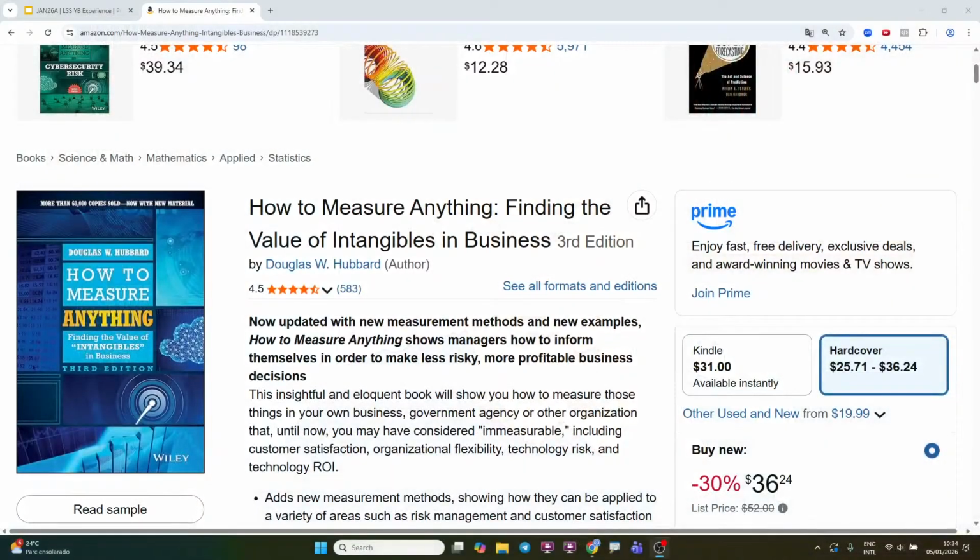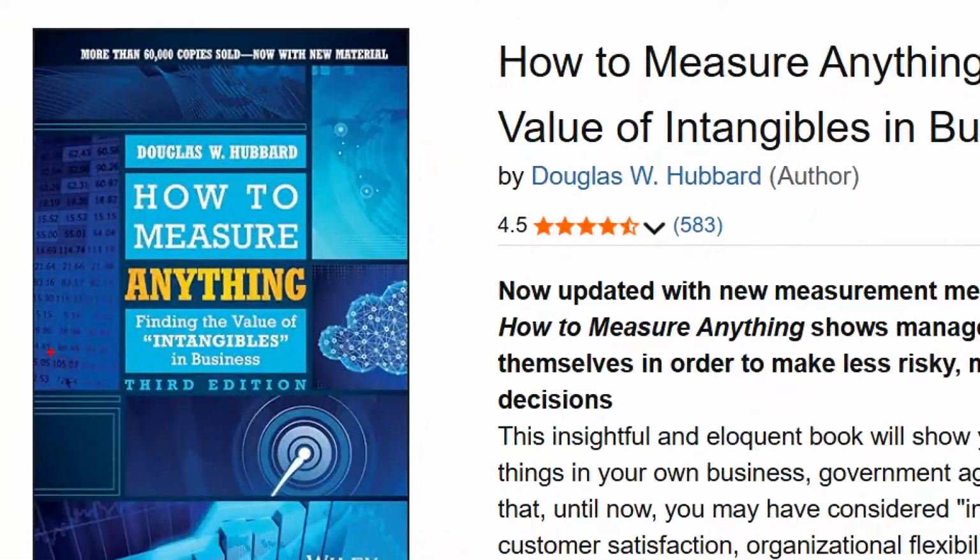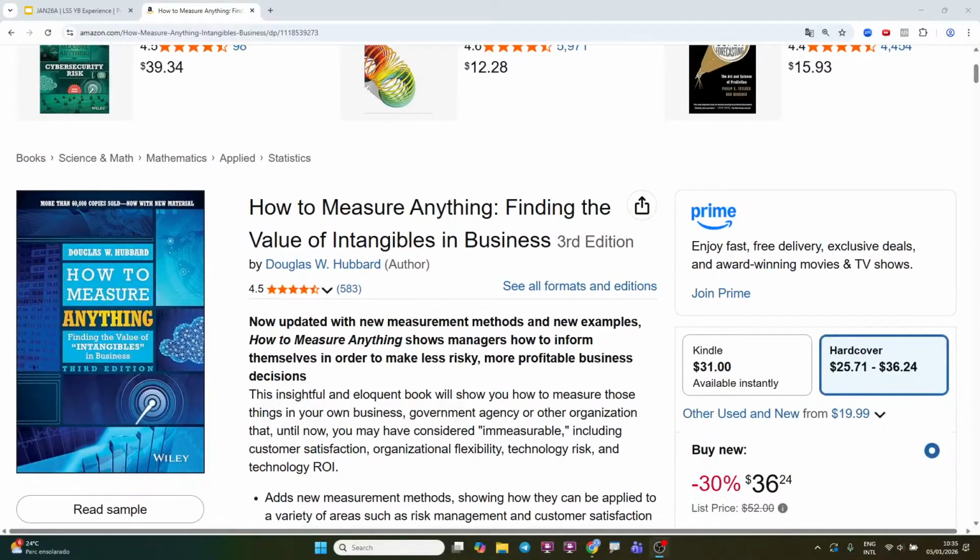In English it is "How to Measure Anything: Finding the Value of Intangibles in Business." Let me share it with you guys. How to Measure Anything. It's good literature, okay?